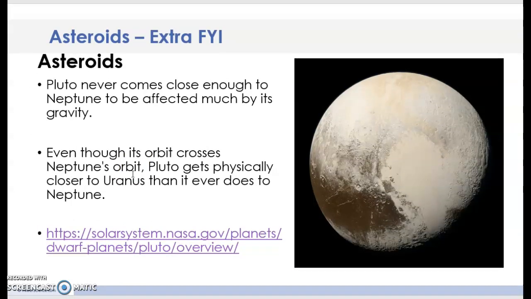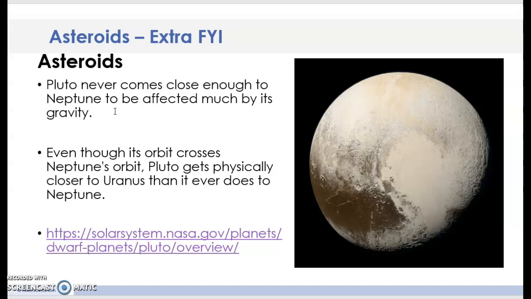Whenever it crosses into Neptune's orbit, it never gets close enough that the gravity, because Neptune is so huge, Neptune's gravity doesn't ever pull it in. Actually, like I said a minute ago, it gets closer to Uranus than it does Neptune, but it doesn't get close enough to either one of them that the gravity pulls it in.